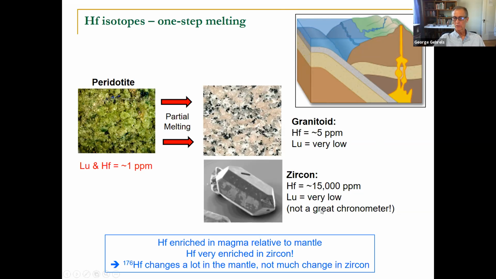We're not going to use zircon lutetium-hafnium as a chronometer, because look at this, there's a huge amount of the daughter and there's not very much parent. That ratio clearly is not going to change very quickly in time. So everybody okay with that? Just a simple melting process, magma rising upward. Lots of hafnium here, lots and lots of hafnium in that zircon crystal.